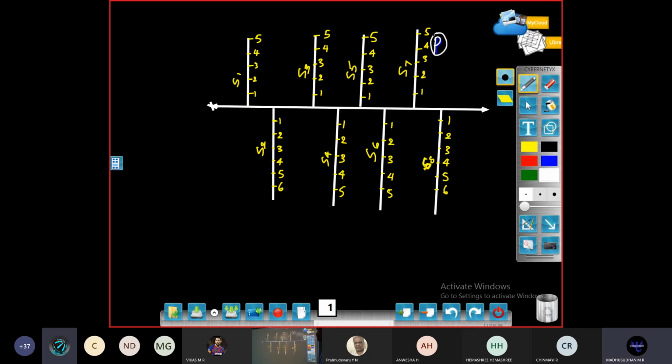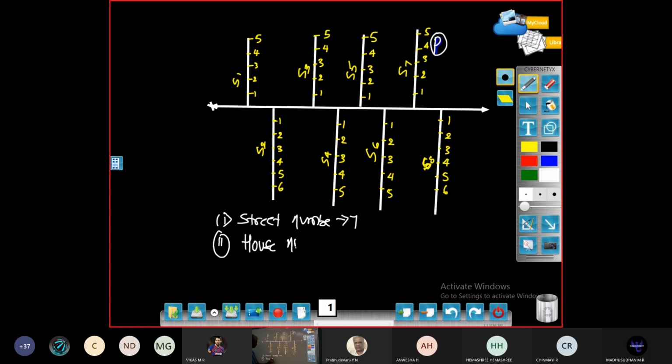Street 7, fourth house. Yes, you need to tell the first information: the street number. Go to street number 7. You need to mention that street number 7. Is it enough? No, sir, we have to tell the house number. You need to mention the house number also. So the second information we need here is the house number. House number 4. If you say street number 7, house number 4, then you can reach comfortably.